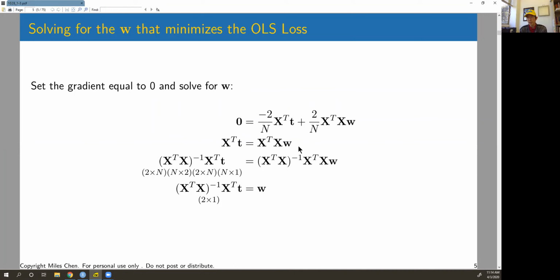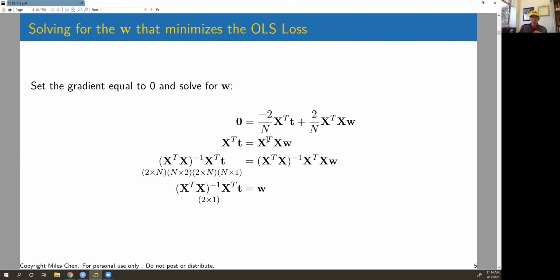But what you can do is multiply by the inverse of a matrix. So we've got X transpose X, and we can multiply both sides by the inverse of X transpose X. I can do X transpose X, and multiply that by X transpose X inverse. That's what I'm going to do, and I multiply both sides by X transpose X inverse.